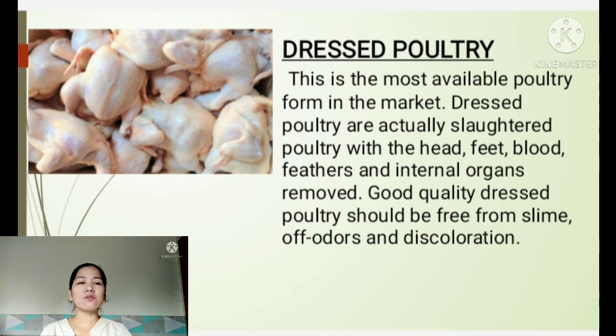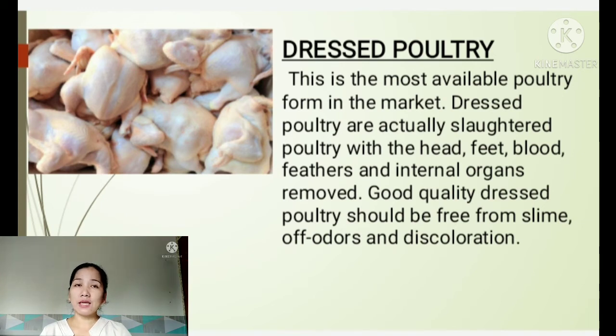Next, ito yung tinatawag natin dressed poultry. This is the most available poultry form in the market. Pag pumunta kayong palengke, napakarami ng dressed poultry. Dressed poultry are actually slaughtered poultry with the head, blood, feathers, feet, and internal organs removed. Good quality dressed poultry should be free from slime, odor, and discoloration. So, yun yung mga buong manok na nabibili sa palengke.